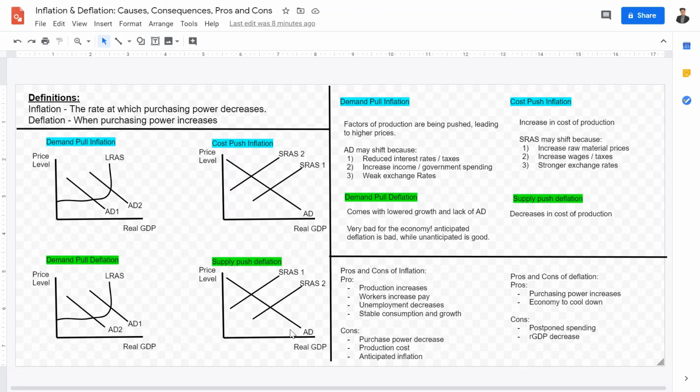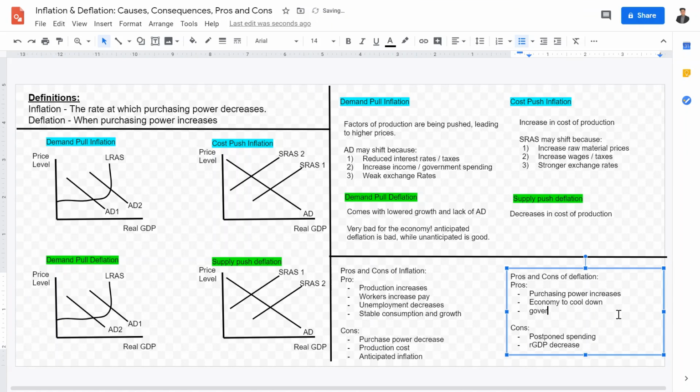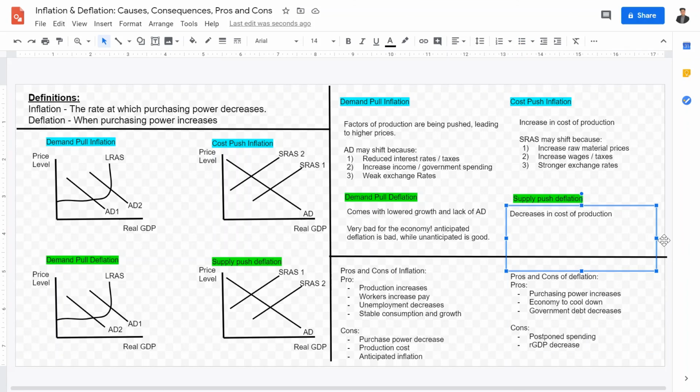Another major pro for deflation is that government debt decreases. So the government gets to pay back their debts instead of the debt just blowing out of proportion because of inflation. Now, some cons of deflation, of course: postponed spending and GDP decreases. So here are the pros and cons.